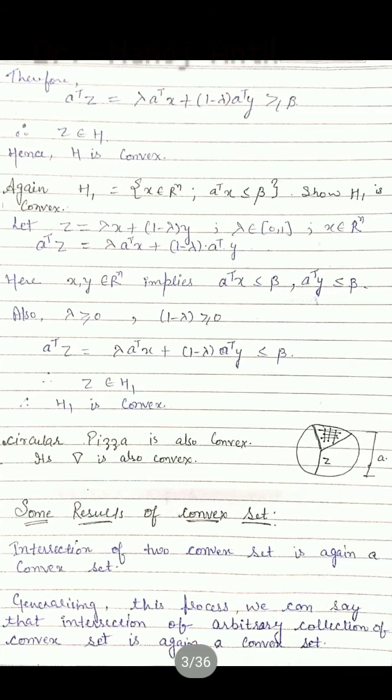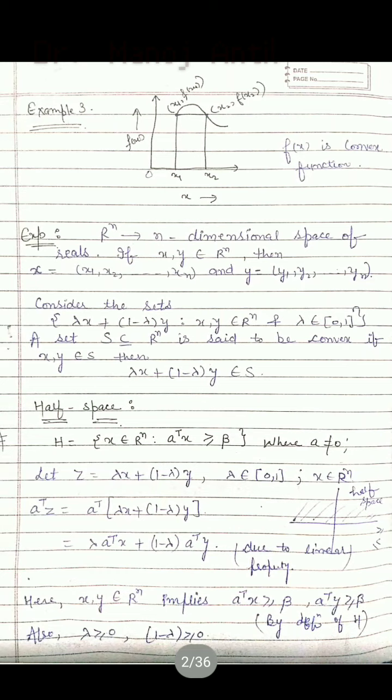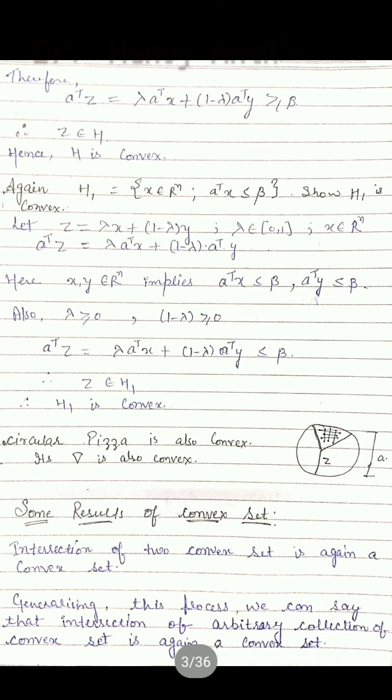So it will be equal to lambda A^T x plus 1 minus lambda A^T y, greater than or equal to beta, because A^T x and A^T y both are greater than or equal to beta, and lambda and 1 minus lambda are non-negative. That's why A^T z is greater than or equal to beta. That means to say z also belongs to H, and that's why we can say that this H is convex.